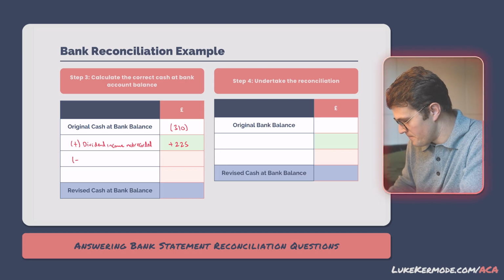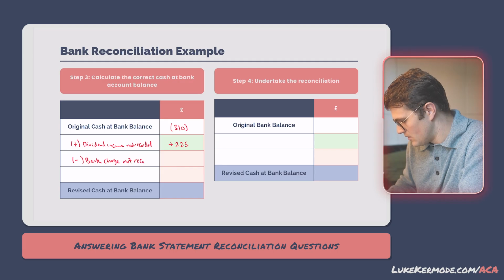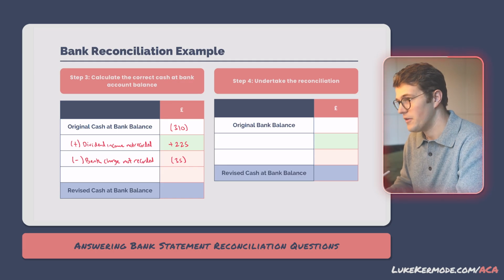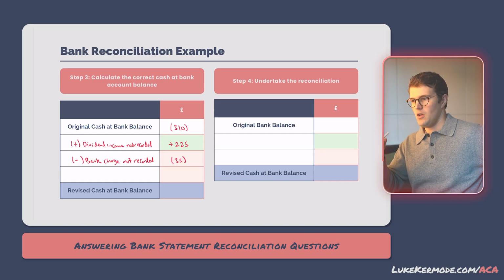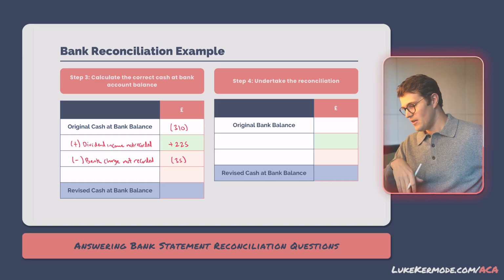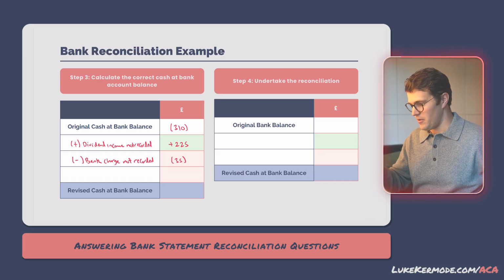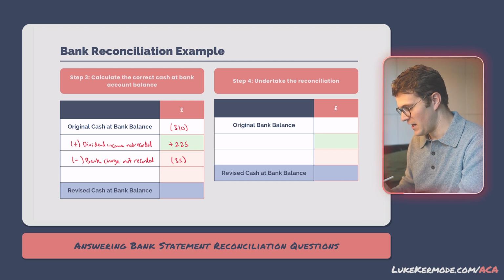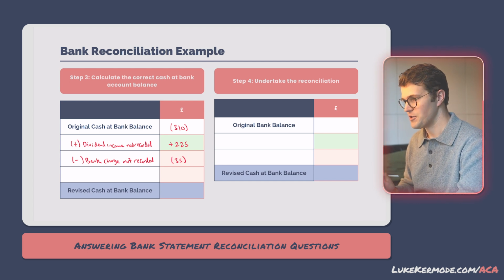Next we have the £35 bank charge not recorded of £35. This bank charge wasn't reflected in the cash at bank account balance that we were provided with, so that charge, once we factor it in, is going to reduce our cash balance.